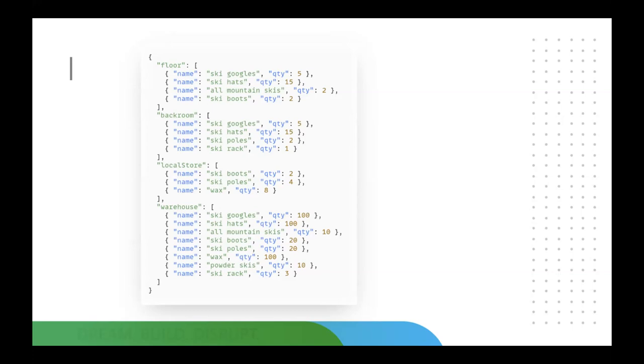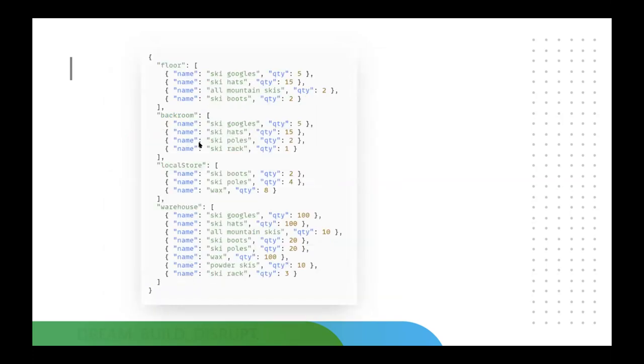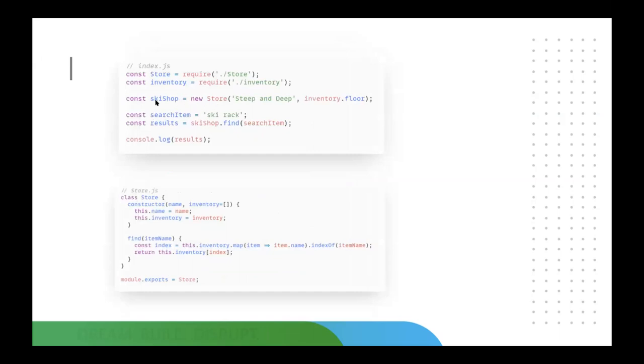And there is a warehouse, which is basically where all the products are produced. And these are all the details of the products and the quantities. So our task is, given a shop or store, we need to find an element which we give into a method, as we'll see. Consider this index file. Here we have imported a store, and we have imported an inventory. Inventory is nothing but this file. And we have instantiated a new ski shop, which is basically a new instance of a store, and it has its name, like Steep and Deep. The inventory which that store has is its floor, so it can quickly access its floor for any product which the user demands.